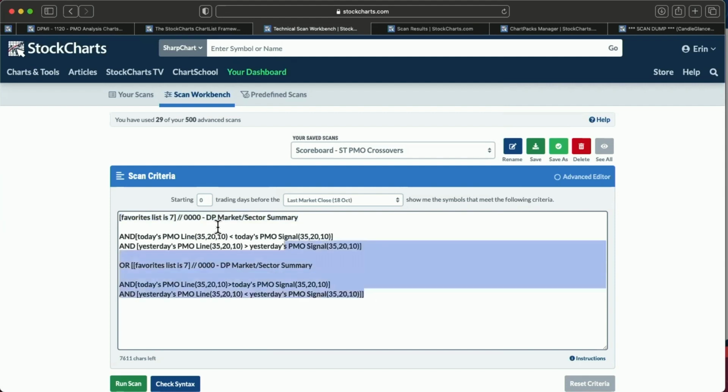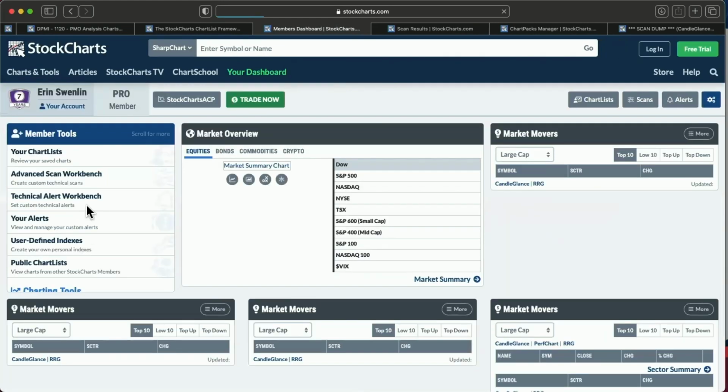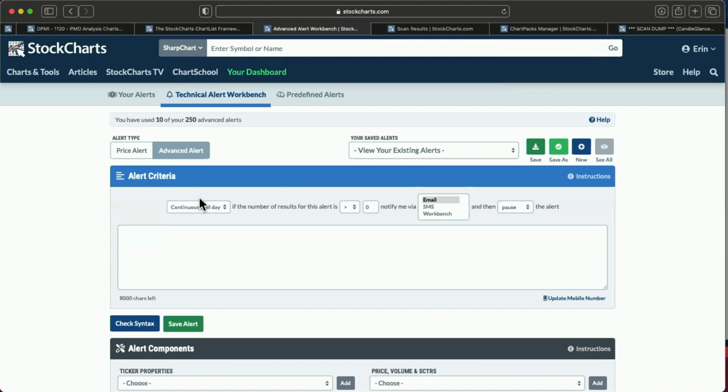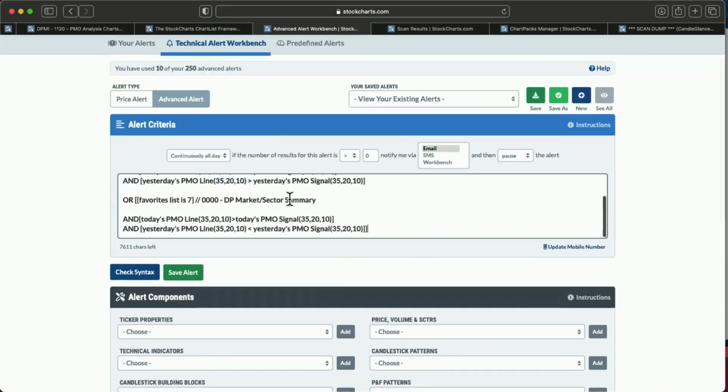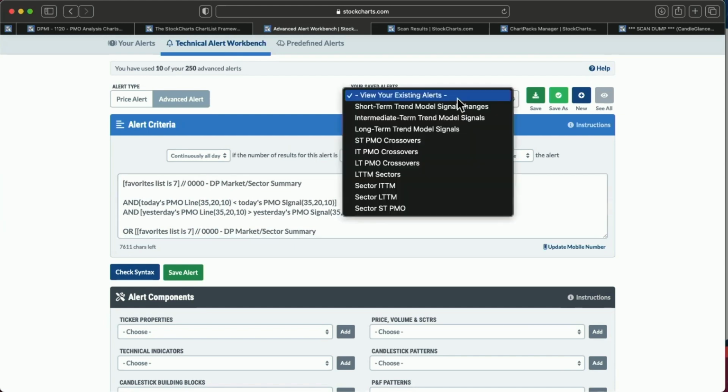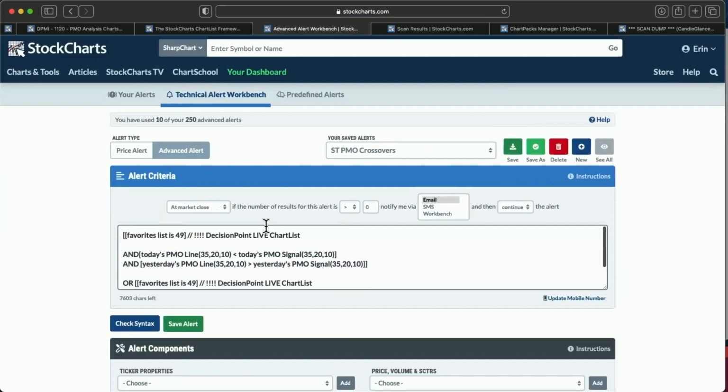Well, what I can do with this scan is I can just copy the entire scan and I can set up an alert in the same way. So I just go to the technical alerts. I come in here, I can paste all of that in. Now I can have my alert set up with an email that'll notify me, and I can check the syntax, but it should be working just fine because I took it out of my existing scan code that I already have. So that works out pretty well. So you can see that I have done that. I have set it up to give me short-term PMO crossovers on this particular chart list.